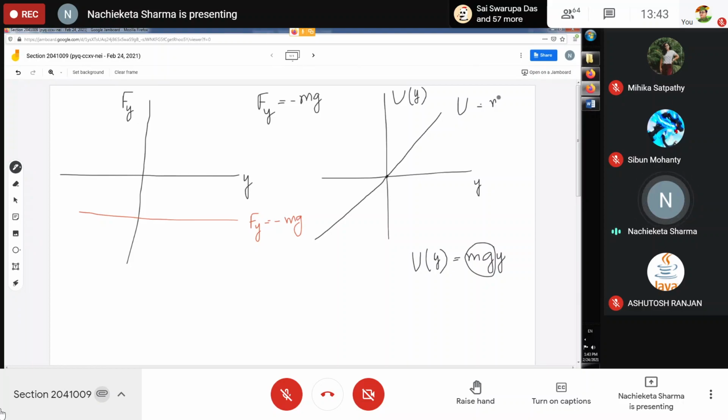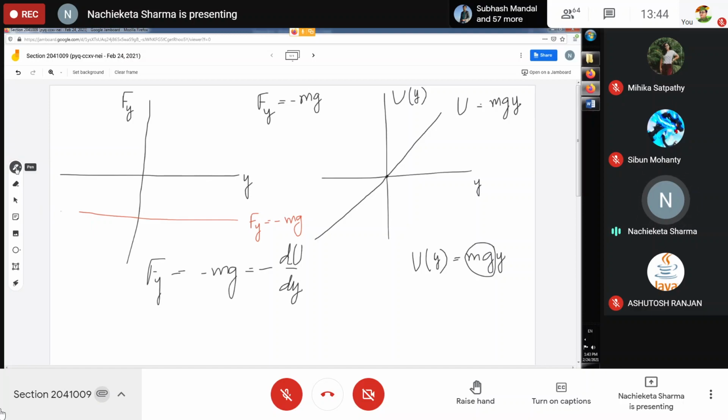U is equal to mgy. And if I take the derivative of this, mgy, I will get mg. And if I take the negative derivative, I will get minus mg, which is this one. So I can say that Fy, which is equal to minus mg, can be found out by the negative derivative of the potential energy function with respect to y, dU by dy. So look at this, how beautifully you can find it out. So this is the force graph and this is the potential energy graph.